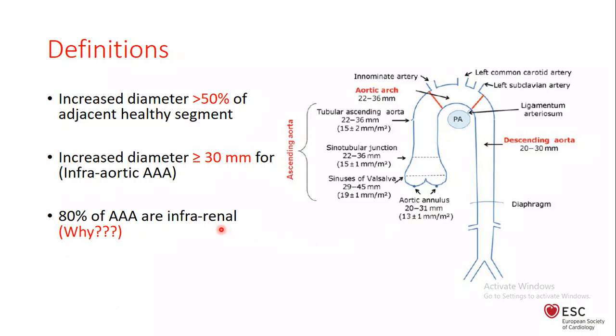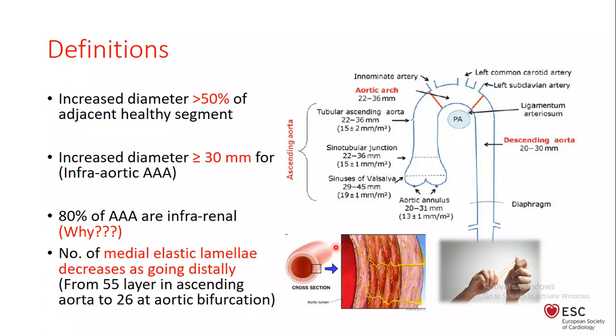80% of abdominal aortic aneurysms are infrarenal, meaning on the segment below the renal artery. But why? Because the number of medial elastic lamellae forming the medial layer decreases as we go distally in the aortic tree, from 55 layers in the ascending segment to about half this value, 26, at the aortic bifurcation, and the wall becomes thinner and weaker as we go distally. So 80% of abdominal aortic aneurysms are infrarenal.